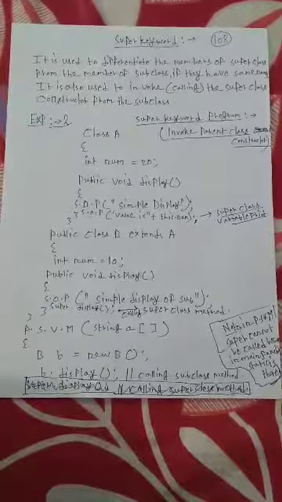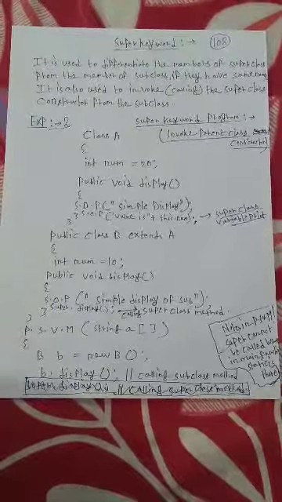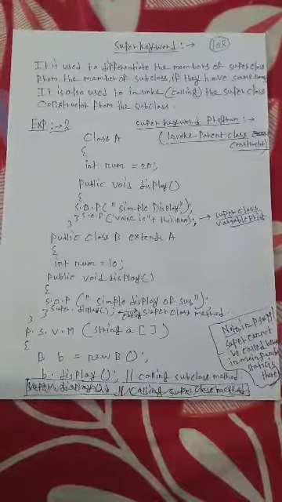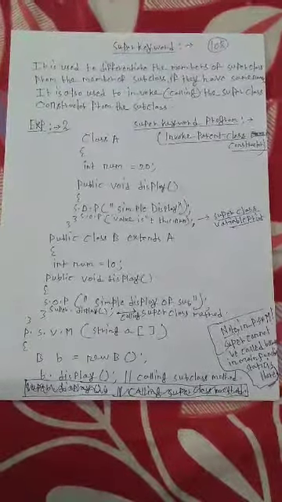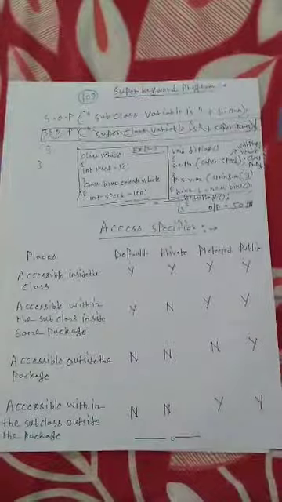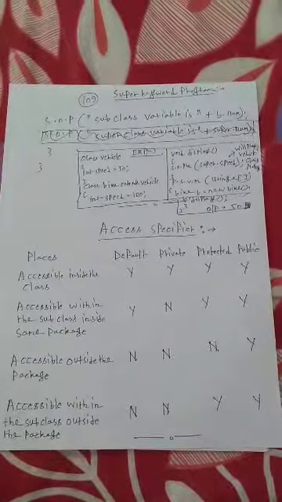Super cannot be called in the main function, because static is there. So where static is there, here super cannot be called. So the resultant, so System.out.println subclass variable is equal to b.num.